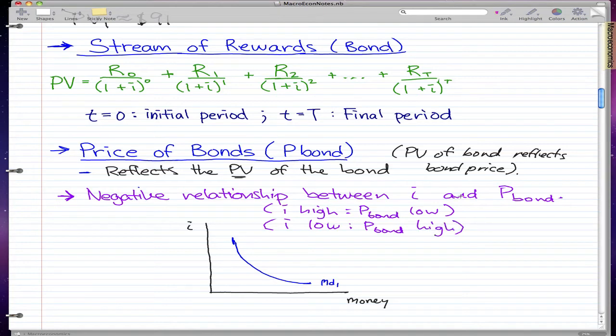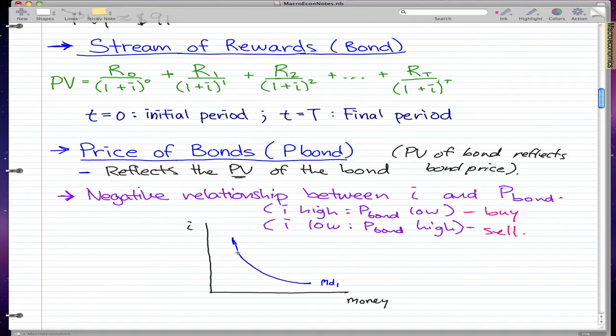And just for you guys who watch my video, when our interest rate is high and our price of bonds is low, that is when we buy. And when the interest rate is low and the price of bond is high, that is when we sell. That's investing 101. Buy low, sell high.